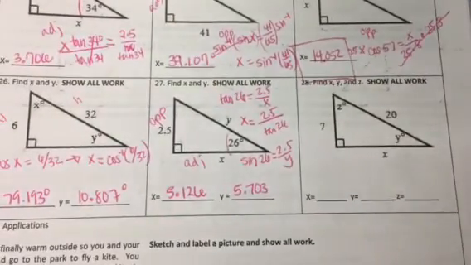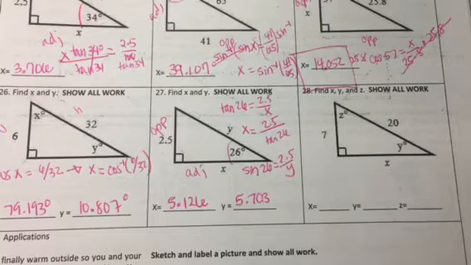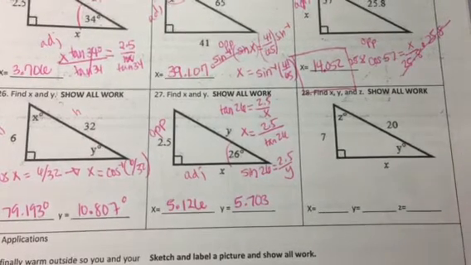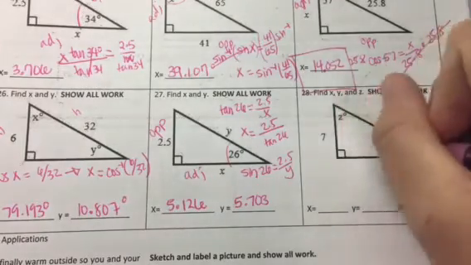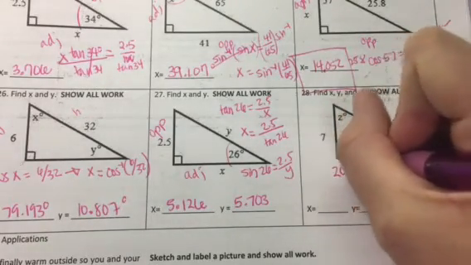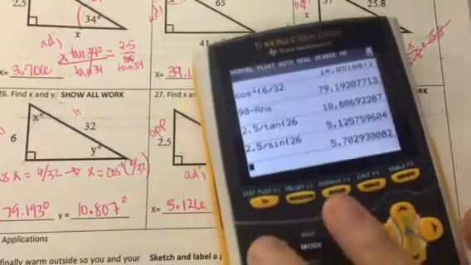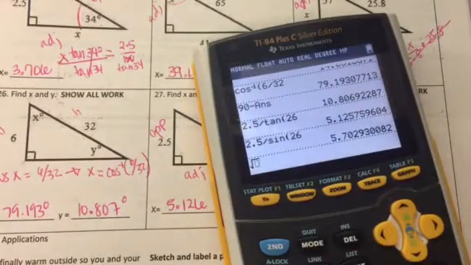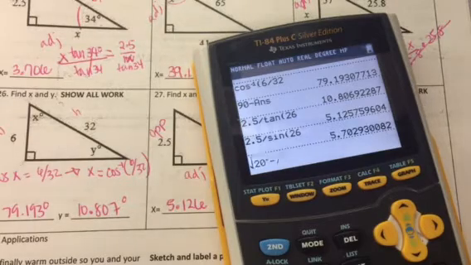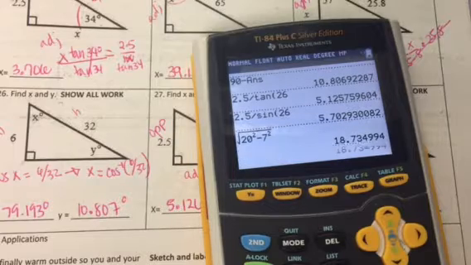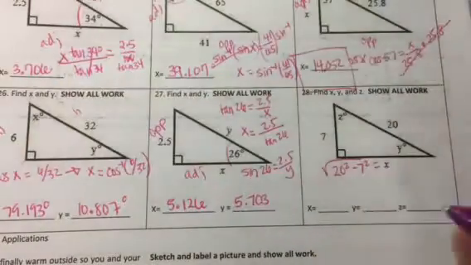28, last but not least, in this section, we're finding three variables, x, y, and z. Y'all, don't make it easier than it needs to be to find x. Use the Pythagorean theorem. X is going to be the square root of 20 squared minus 7 squared. You could type that right in the calculator in one step. We're subtracting since we already know the hypotenuse. So it's 20 squared minus 7 squared. If you do this in your calculator, make sure that entire expression is under the radical symbol. We get 18.735 when we round for x.